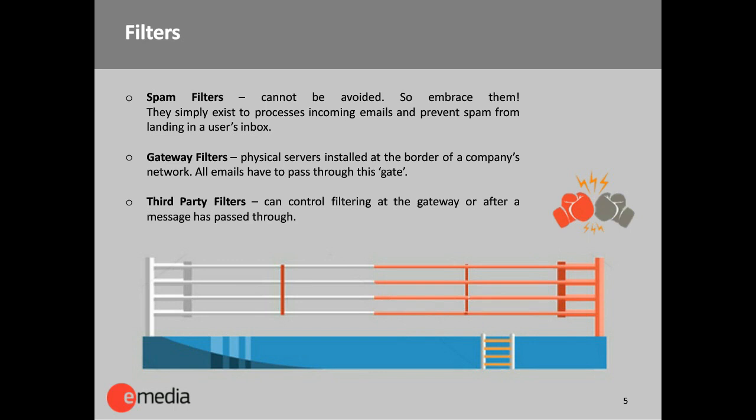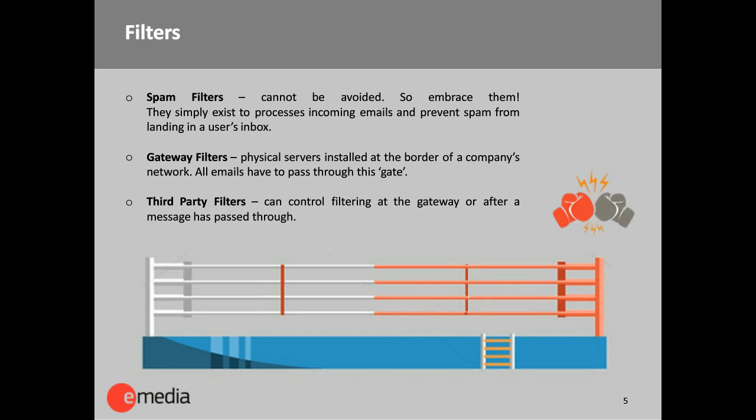On the other hand, third-party filters can control filtering at the gateway, or after a message has passed through, and then they determine where to deliver the email to from there. Okay, so for example, they'd send them either to the inbox or spam or quarantine, or they would just block them completely. Their scope is much broader, as they have a broader scope of information to draw on in order to make decisions.